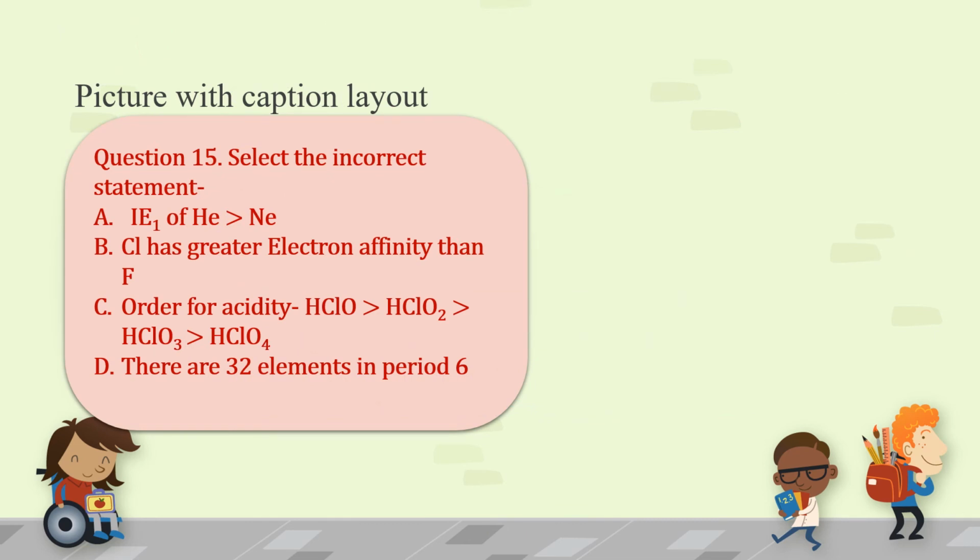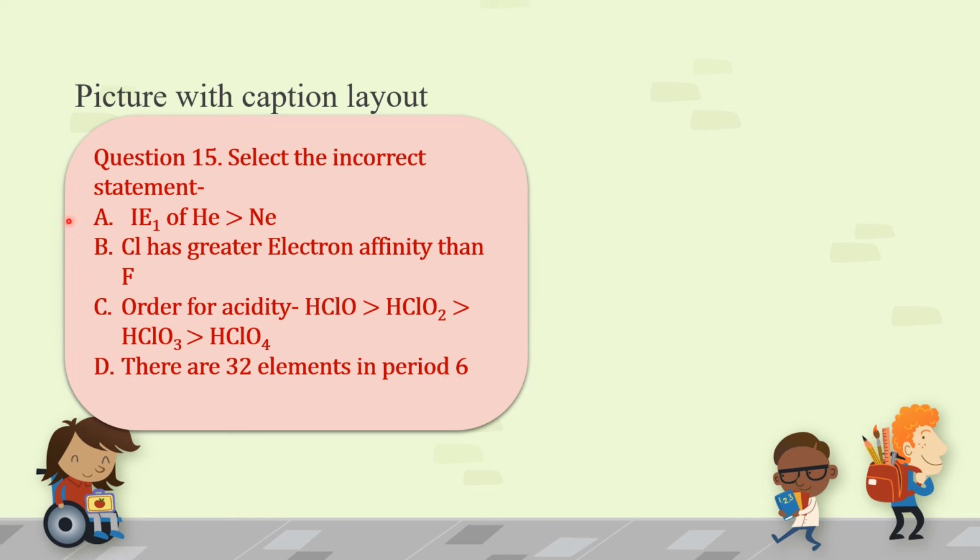Number 15 is select the incorrect statement. The ionization enthalpy of helium is greater than that of neon. Chlorine has a greater electron affinity than fluorine. Order of acidity for the oxo acids of chlorine: HClO will have the maximum acidity, then HClO2, HClO3, and last will be HClO4. And there are 32 elements in period number 6.